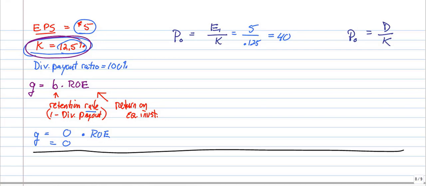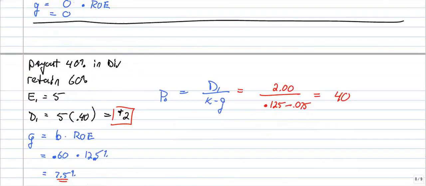So if our earnings per share are $5 and we pay out 100% to the shareholders in the form of dividends, then they get that $5. And the shareholders are convinced that they can go out and invest that at 12.5%. That's their required rate of return. So if we're giving them $5, they can invest it and earn 12.5. That's why this stock is worth 40 to them.